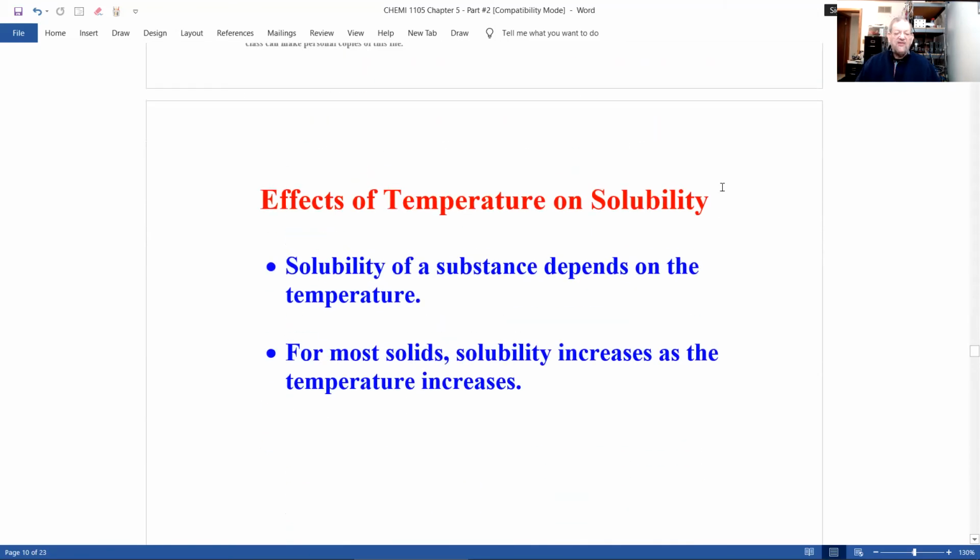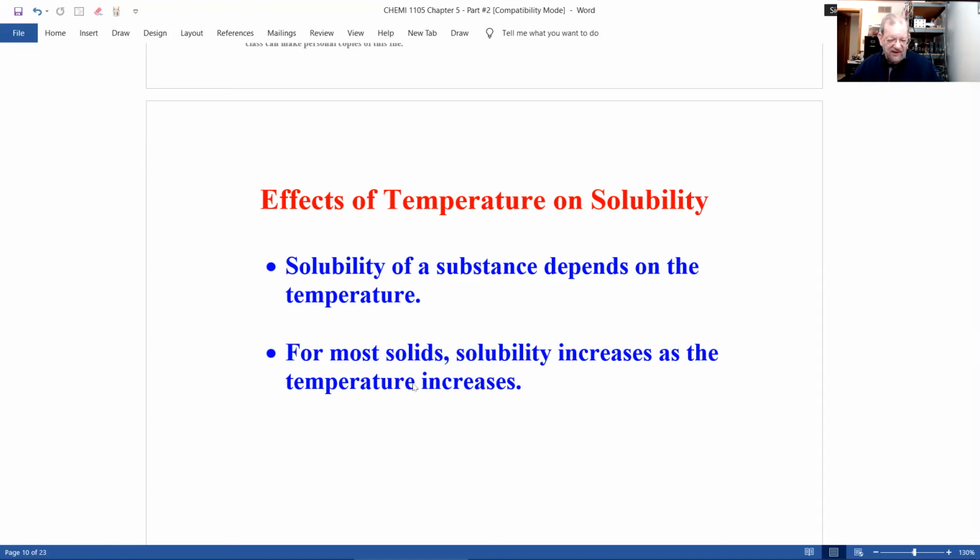Now, the effect of temperature on solubility, as I just mentioned, the solubility of a substance depends on the temperature. For most, not all, solubility increases as the temperature increases. So what do you do if you want to dissolve something quicker or more? You heat it up. For most, not all solvents.